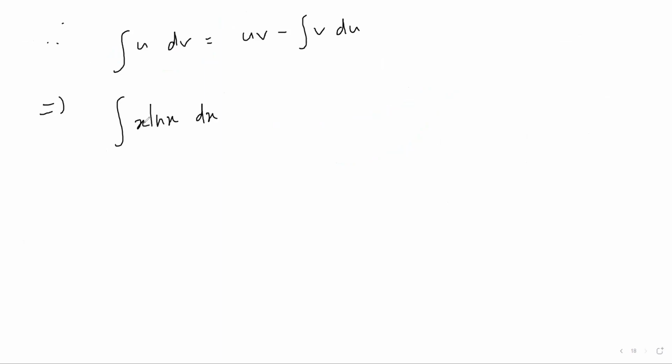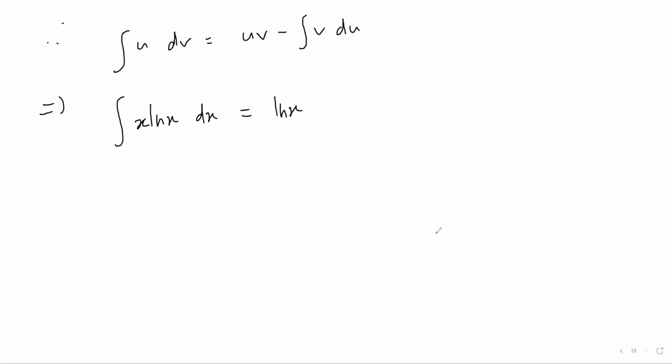This is x here, x ln x. So the integral of u dv is the integral of x ln x dx. And in place of u, again, we said u is ln x, because now we have to substitute on the right. So in place of u, we put ln x.